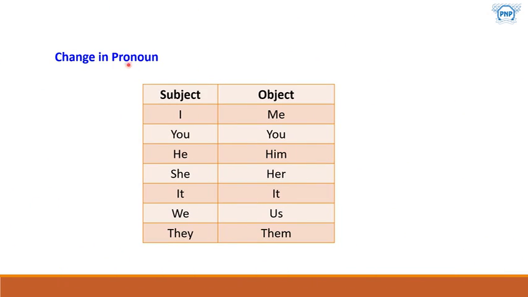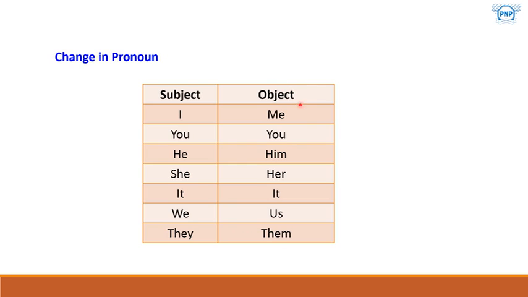Next one, change in pronoun. Suppose in active voice the pronoun is I, it changes to me when we are going to convert the sentence into a passive one. You changes to you, he changes to him, she changes to her, it changes to it, we changes to us, they changes to them.